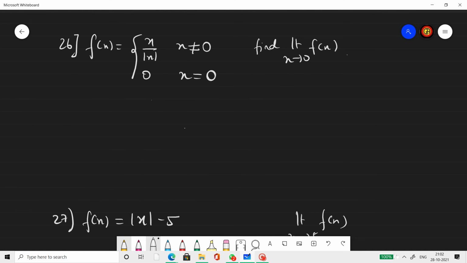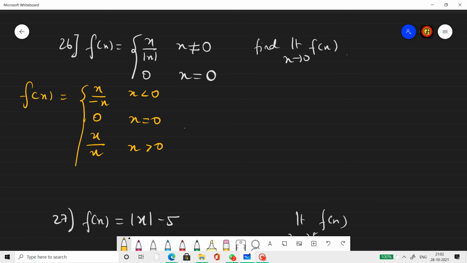Question number 26. It says f of x is x by mod x when x not equal to 0 and 0 when x equal to 0. So pretty much same like the previous question. F of x is equals x by minus x when it is lesser than 0, 0 when x equal to 0, and x by x when x is greater than 0. This will take you to the next level where it is minus 1 when it is less than 0, 0 when x equal to 0, 1 when x is greater than 0.